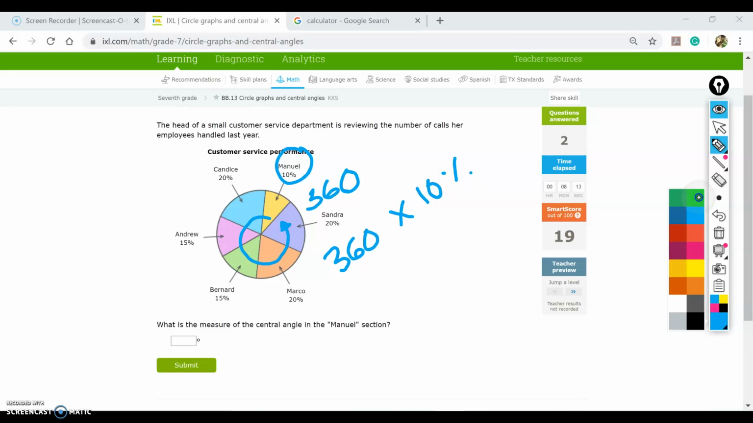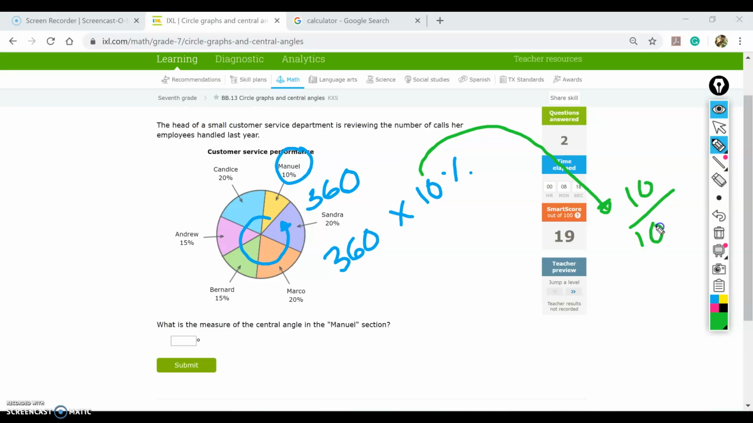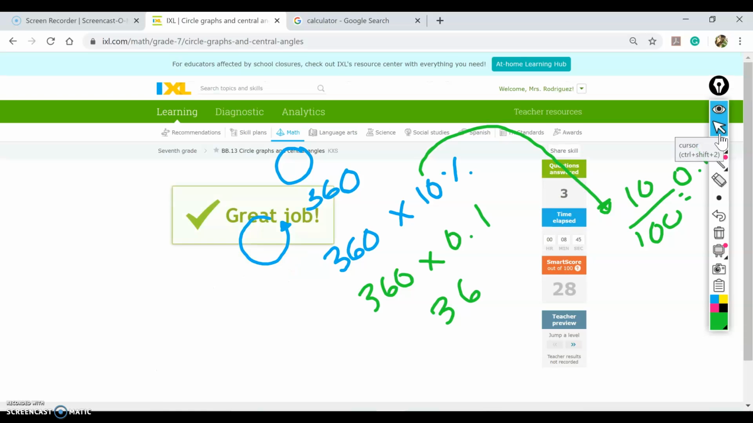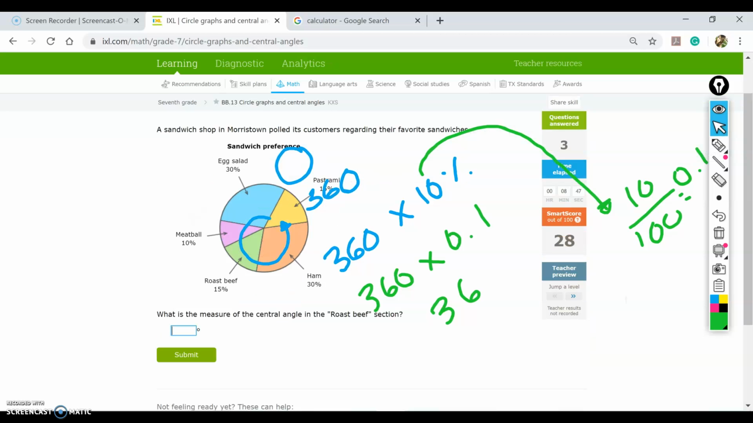But let me convert the percent to decimal. I would do 10 divided by 100, which gives you 0.1. So I need to multiply 360 times 0.1. If you multiply 360 times 0.1, that's equal to 36. Now let's see if that is true. 36. And it is true. This is the last one I'm doing.